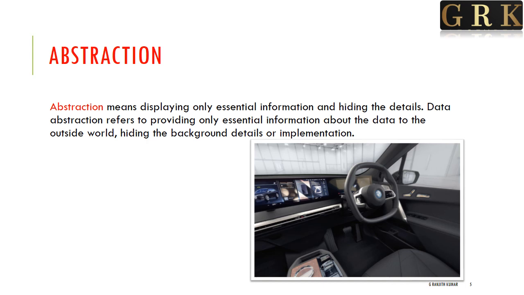As far as object-oriented programming is concerned, abstraction means how a method has been implemented, that implementation detail will be hidden and only necessary details will be shown. That property we call abstraction. This abstraction is implemented by using abstract methods in object-oriented programming.